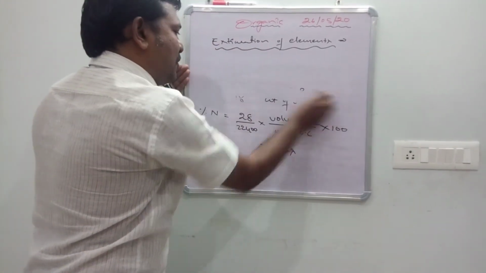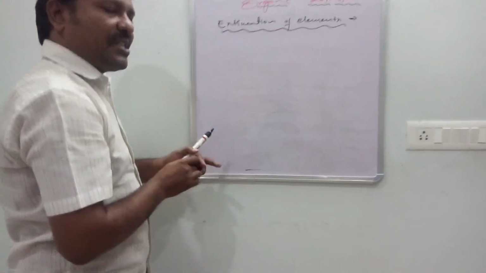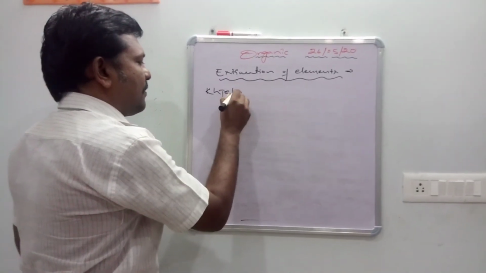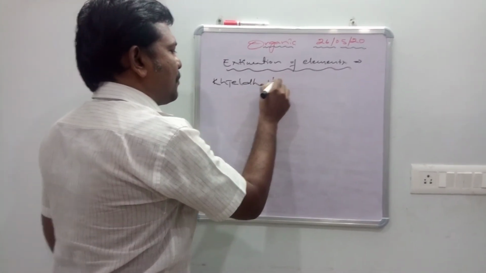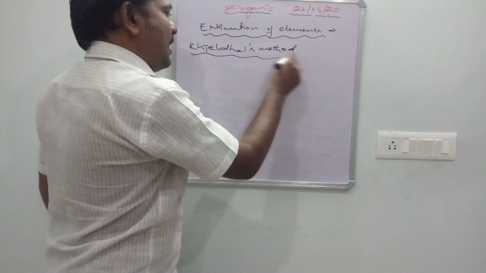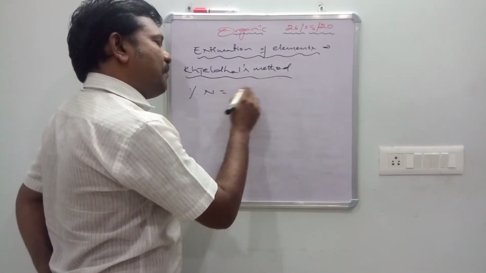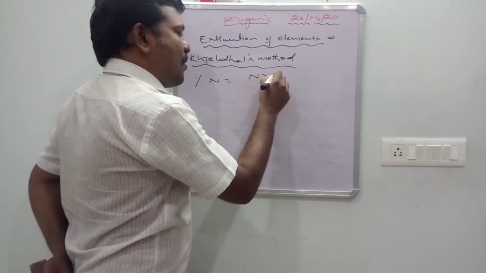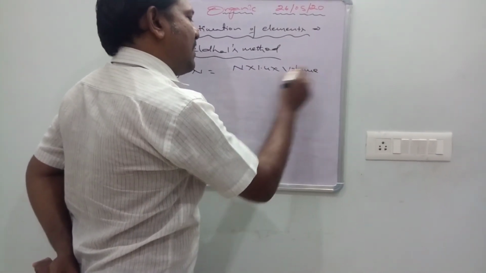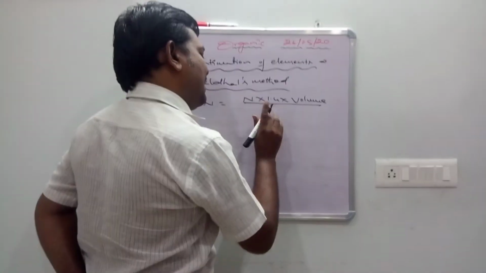Now Kjeldahl's method for the estimation of nitrogen. Percentage of nitrogen is equal to 1.4 into normality into volume of acid required, by weight of organic compound.